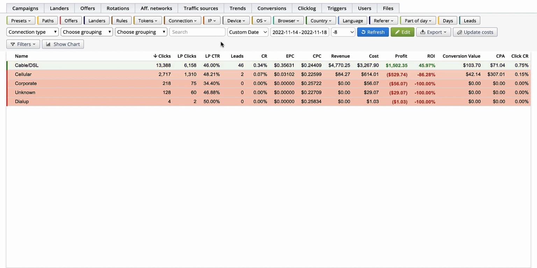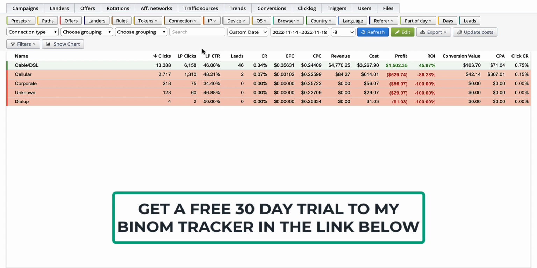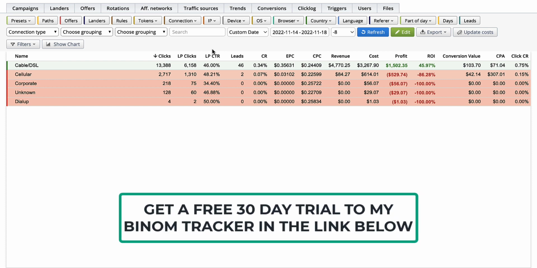Which is why it's important to test and obviously look at this data. This is why a tracker is so important. If you're not using a tracker, you're just leaving so much money on the table. You can't see this data.